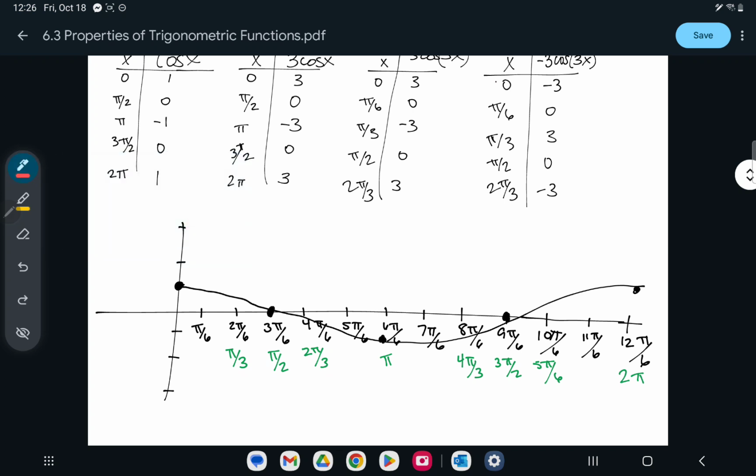All right, and now I'll graph the final one after all the transformations were done. So 0 is actually at -3 now. Pi over 6 is at 0. Pi over 3 is at 3. Pi over 2, we're at 0. And 2 pi over 3, we're at -3. And then we could keep going if we wanted to, but there we have it.